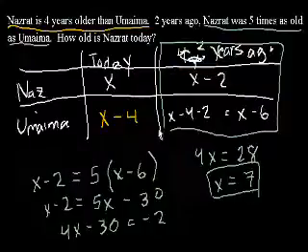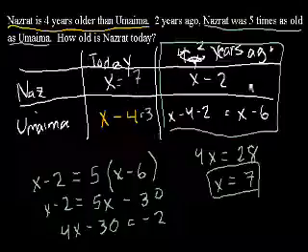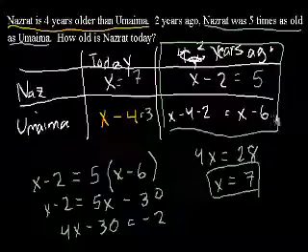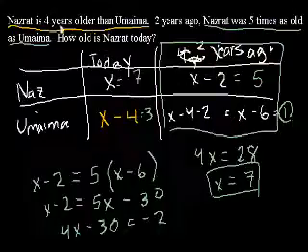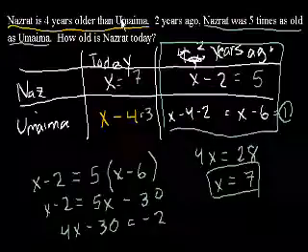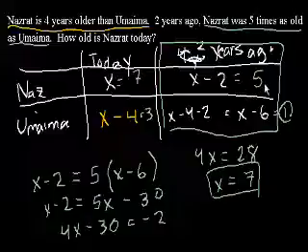And does this make sense? Well, if Nusrat today is 7 years old, then Umama today is going to be 3 years old, and that makes sense because there's a 4-year difference. 2 years ago, Nusrat was 5 years old, and 2 years ago, Umama was only 1 year old, right? Because X minus 6. So it makes sense. Nusrat is 4 years older than Umama. Nusrat is 7, Umama is 3 right now. 2 years ago, Nusrat was 5 times as old as Umama. 2 years ago, Nusrat was 5, and Umama was 1. So it all works out.